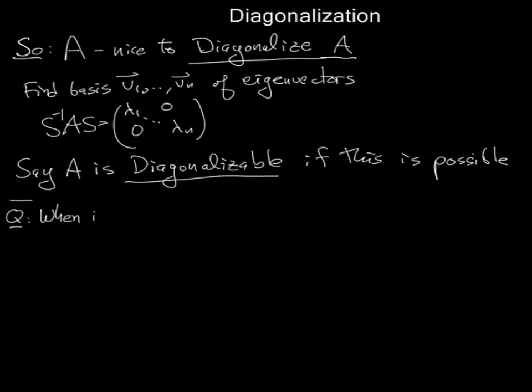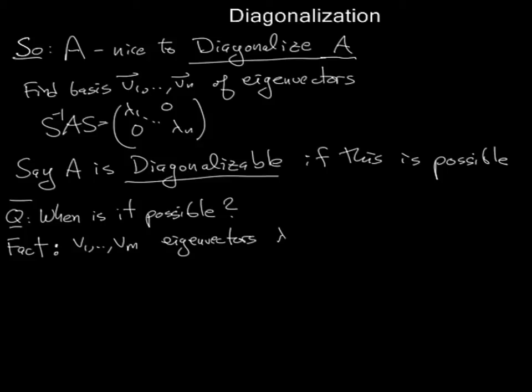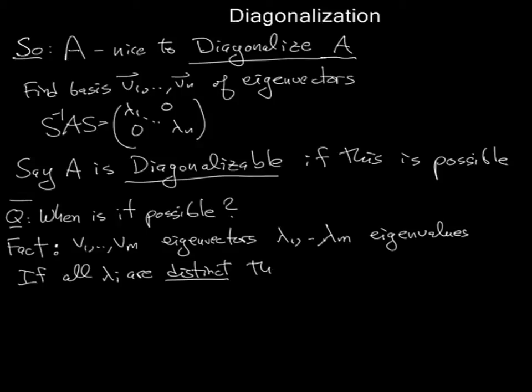Well, so there's an obvious question. How do you tell? When is it possible to diagonalize a given matrix A? So there's a basic fact, which is, suppose you have a bunch of eigenvectors, v1 through vm, with their corresponding eigenvalues, not necessarily n of them, just some number m. And suppose that the lambda i's are all distinct. Then there's a very nice fact, which is the vi's are guaranteed to be linearly independent. Eigenvectors with distinct eigenvalues are linearly independent.